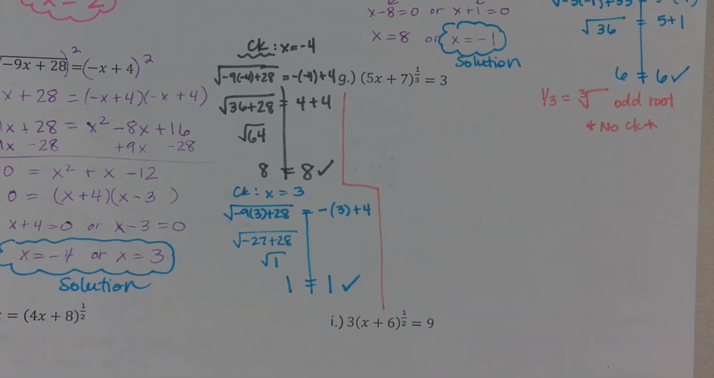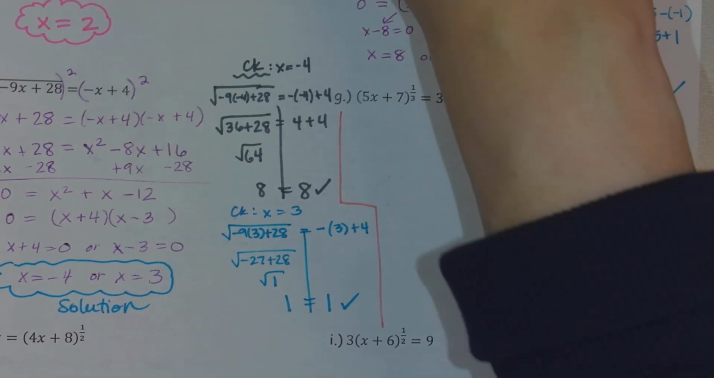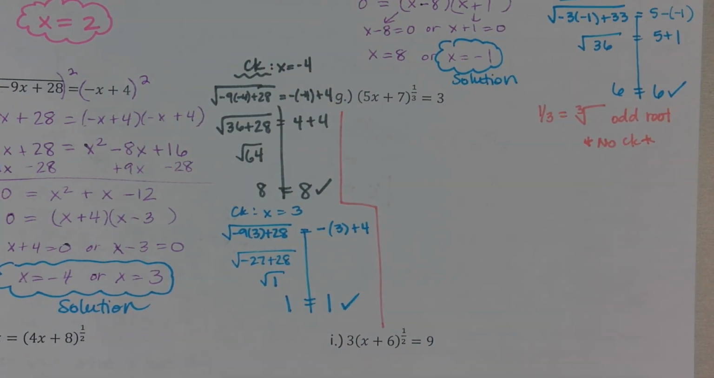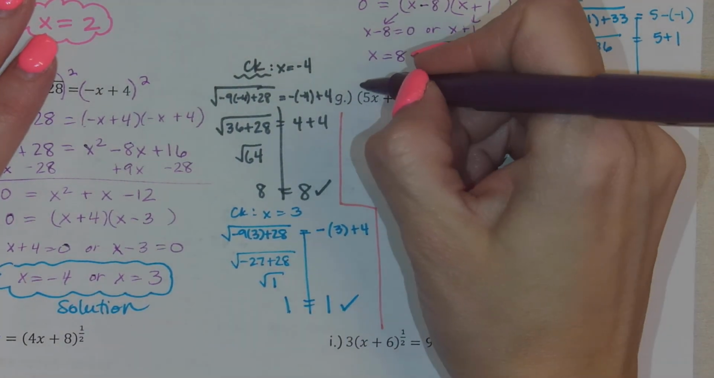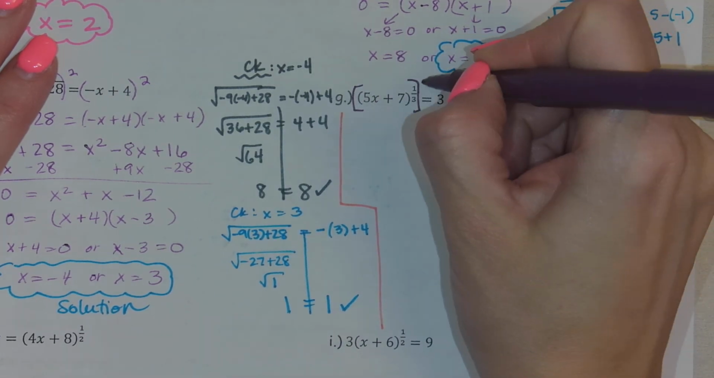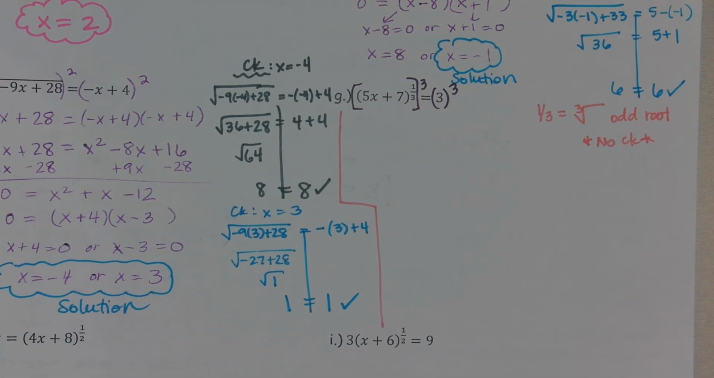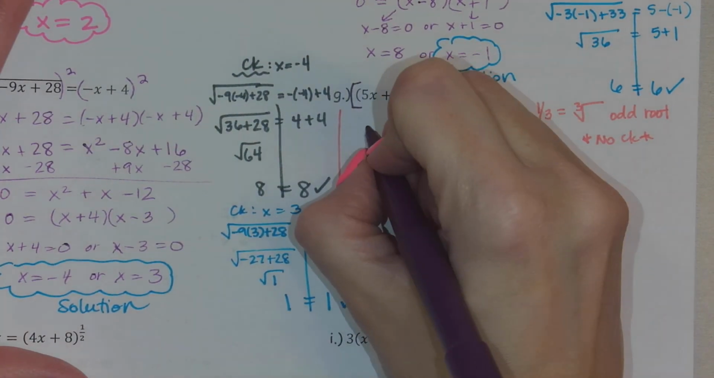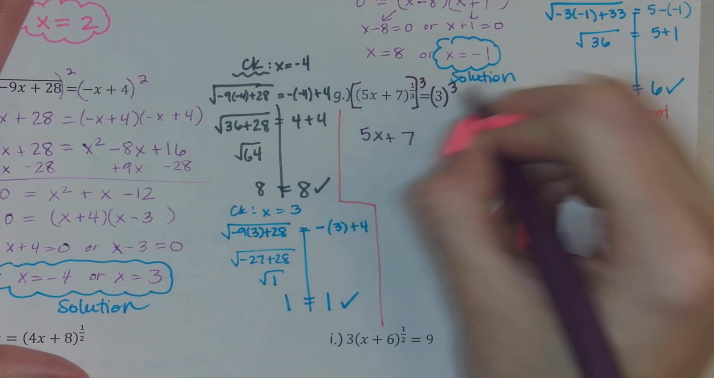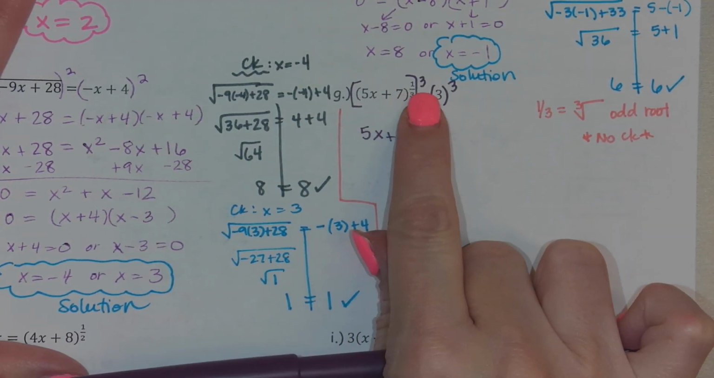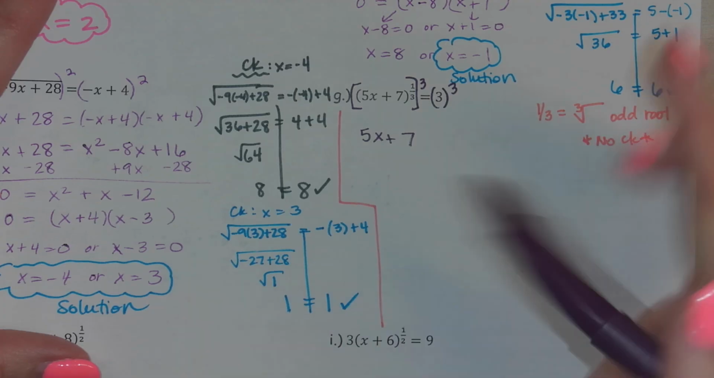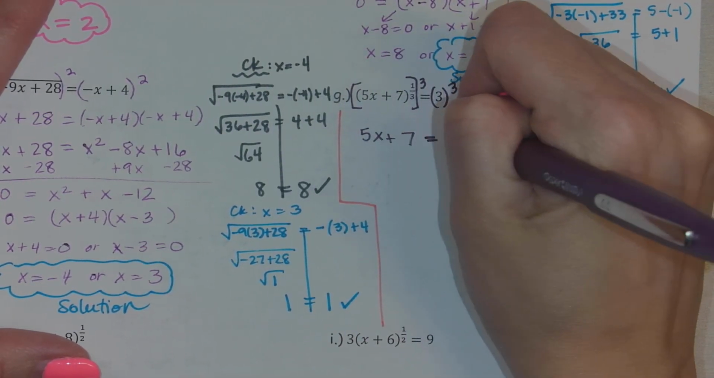And then just like we did on the front page, if you have this power, you are going to raise it to the reciprocal. So the first step is raising each side to the reciprocal of that fraction. So the reciprocal of 1/3 is 3. The reason why this works is 1/3 times 3 is 1. Anything to the first power is itself.